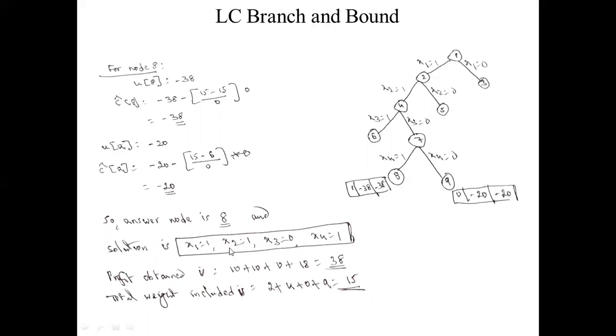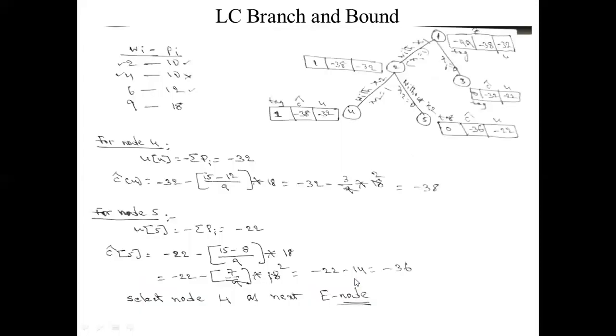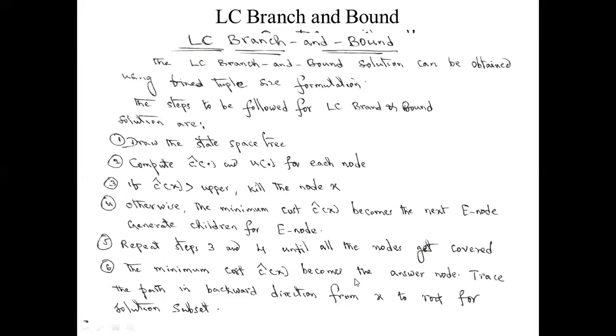Then what about the total weight included in the knapsack? W1 into X1, W2 into X2, W3 into X3, W4 into X4. So 2 into 1 plus 4 into 1 plus 6 into 0 plus 9 into 1 gives 15. Then the knapsack is completely filled, and from that we got 38 as the total profit.